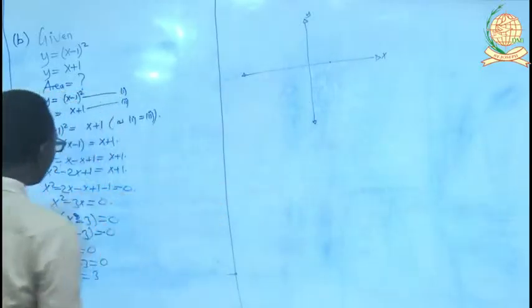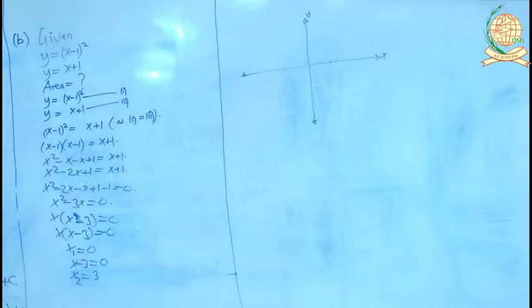Okay, x-intercept, y is 0, so it is at 1 there. Y-intercept, x is 0, y is positive 1. So the curve is this.